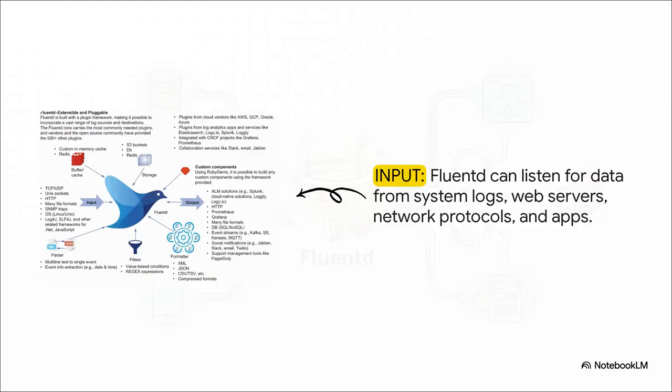Okay, so first the data comes in. You can think of this stage as the front door. FluentD can listen to just about anything you can imagine. Regular system logs, data coming from web servers over HTTP, raw network traffic, even logs coming straight from application frameworks. It's really designed to be a universal recipient.